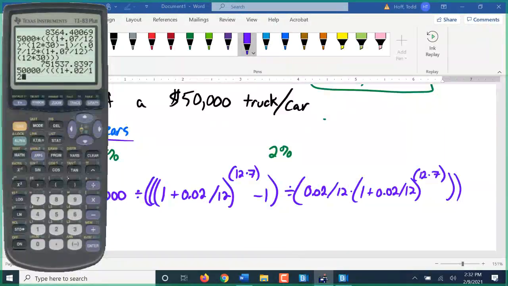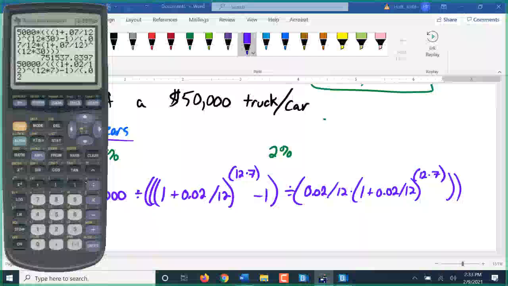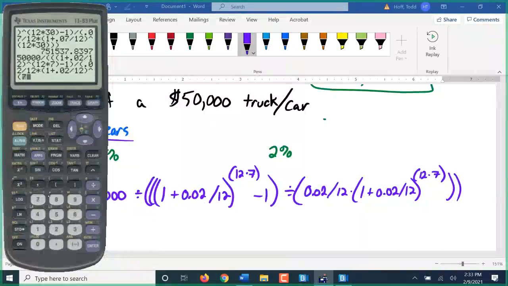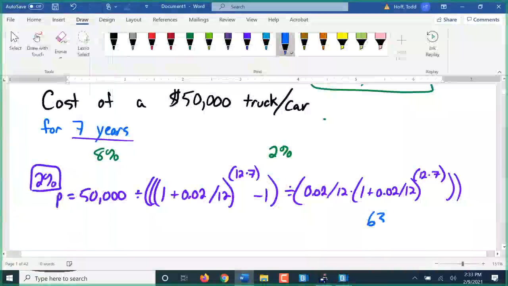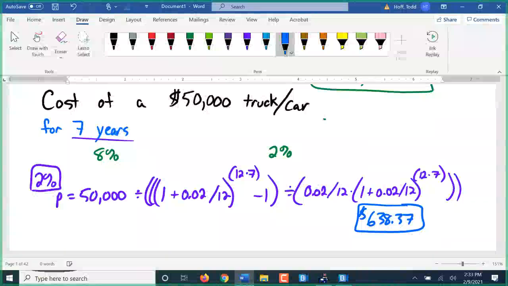Punch this all in. Get a payment amount of $638.37. Now that payment amount in itself is pretty harsh. I mean, that's actually more than my house, way more than my house payment. But let's look at what that really costs.